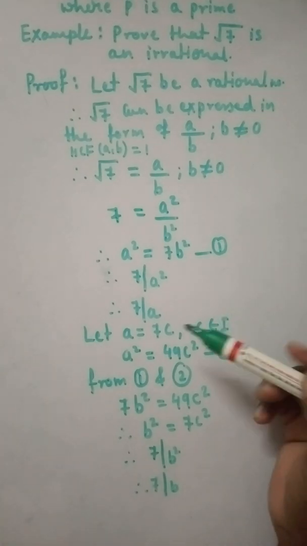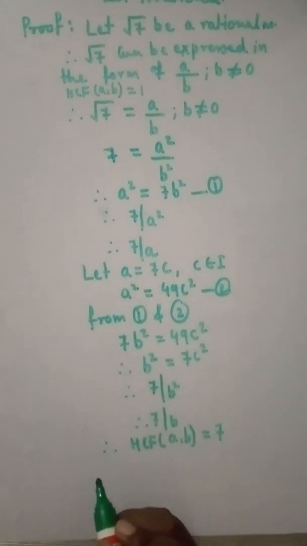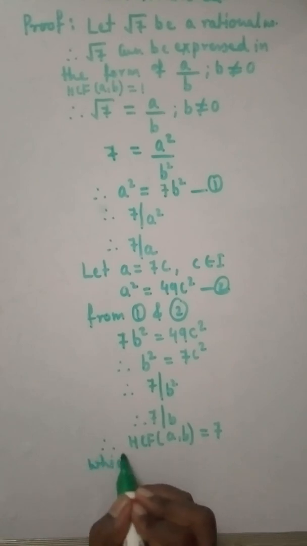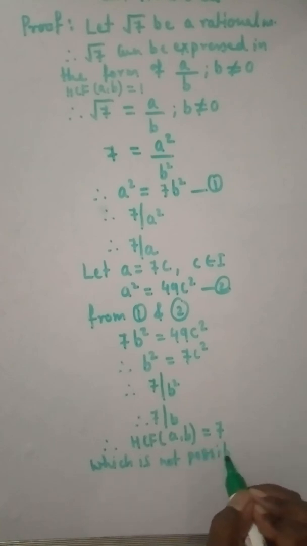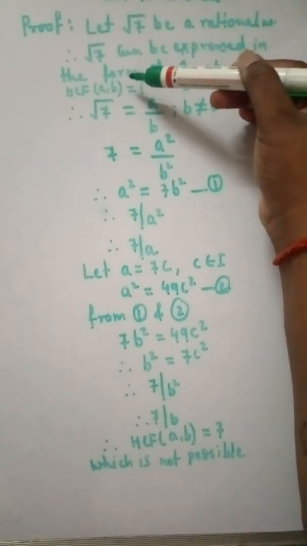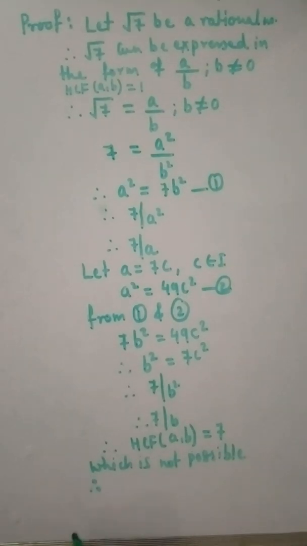Now, 7 divides a and 7 divides b. Therefore, what can we say? HCF of a and b equals 7, because 7 divides a and 7 divides b, which is not possible. Why is this not possible? Because we have assumed that the numbers have HCF 1, that means a and b are co-prime. Therefore, if it is not possible, our assumption is wrong.